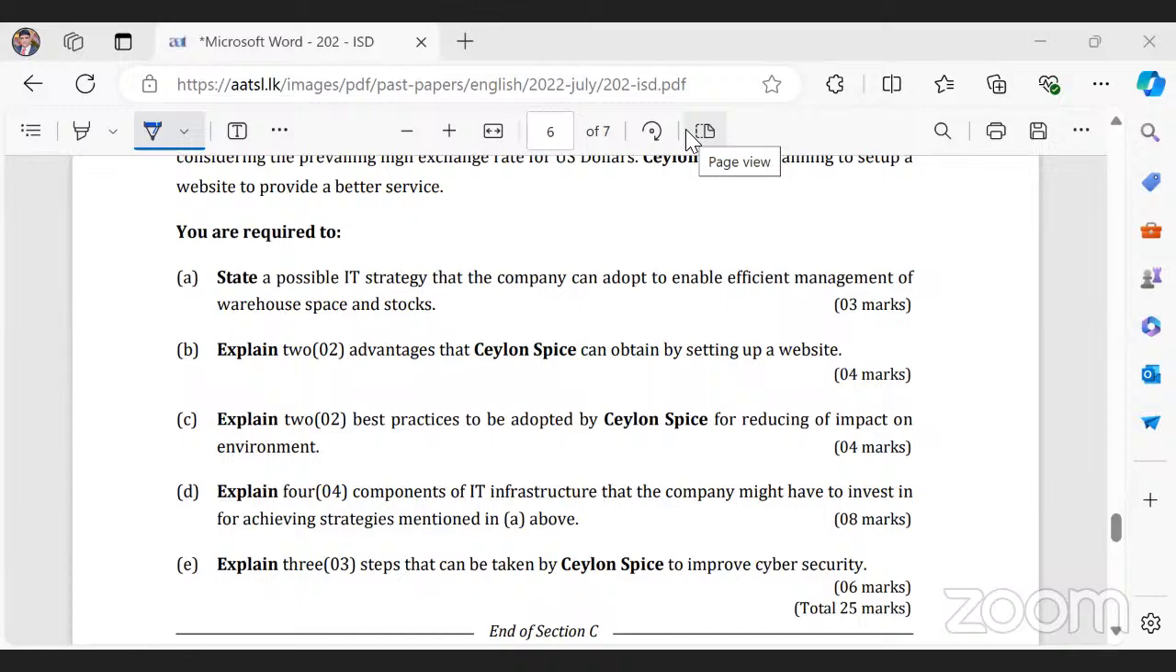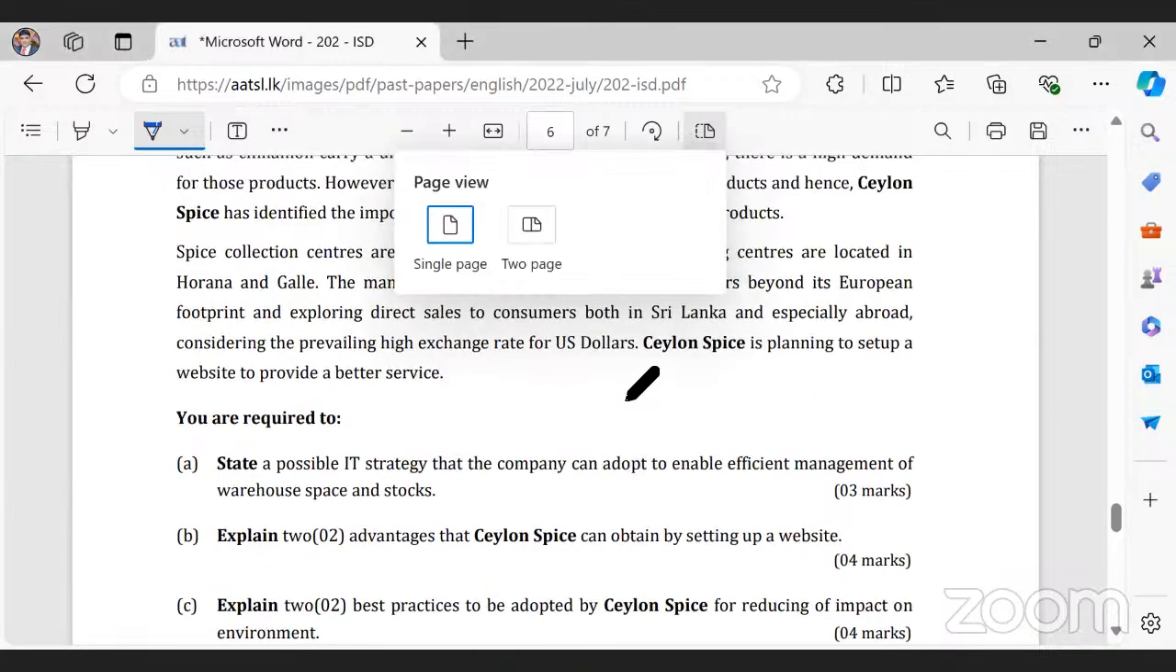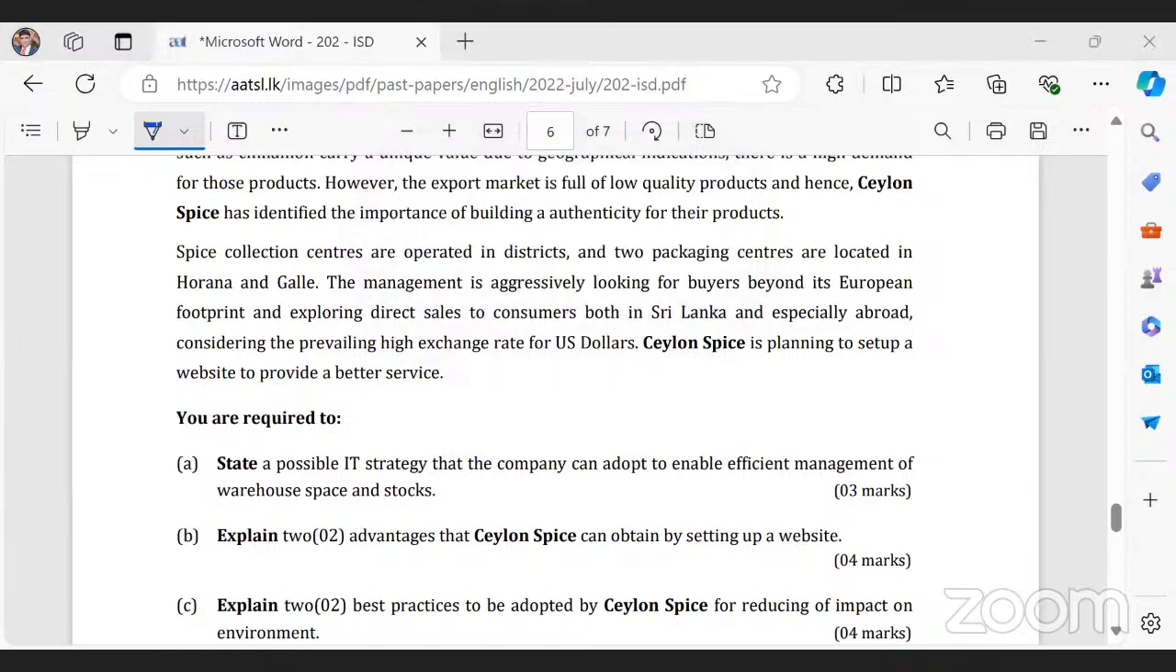And we can say encourage staff to get to know about cyber threats, right? These are actions we can take for the 2022 paper. And we'll go for another MCQ part of questions. We have very limited time.